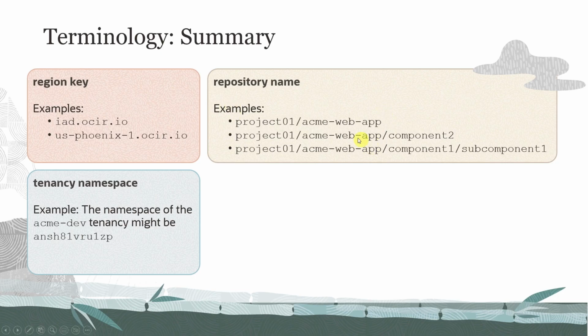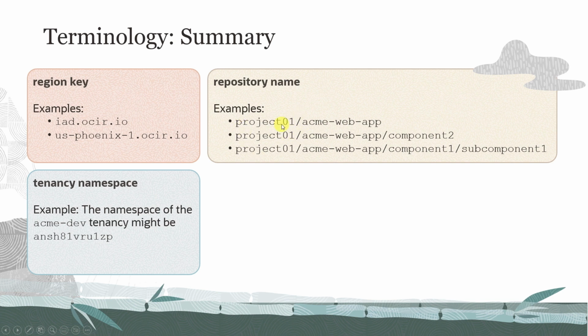Repository name. The repository name is the name of the repository in container registry to and from which you can push and pull images. Repository names can include one or more / characters and are unique across all the compartments in the entire tenancy. You should note that although a repository name can include / characters, the / does not represent a hierarchical directory structure. It is simply one character in the string of characters.